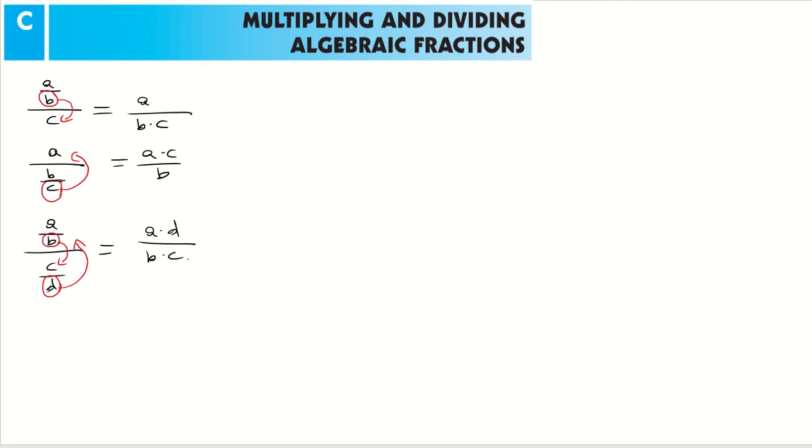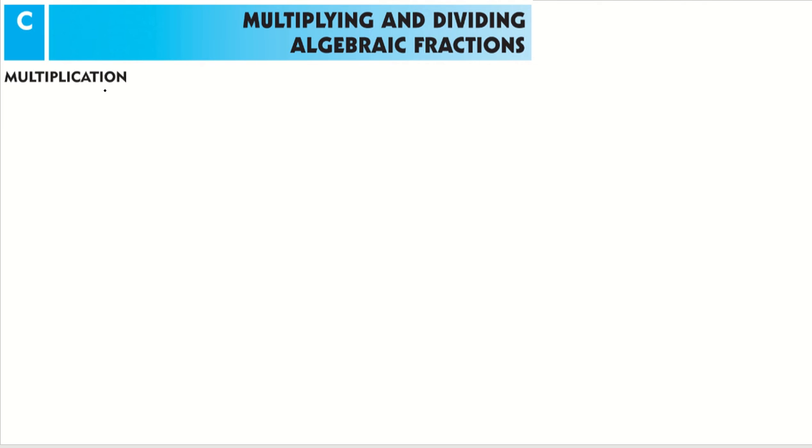Let's go to example 9. Before we go, let's say we have a over b times, you can write a dot or a cross, doesn't matter, times c over d. In this case, you can just multiply the numerators, so the a times the c, over the b times the d, or it's just ac over bd.